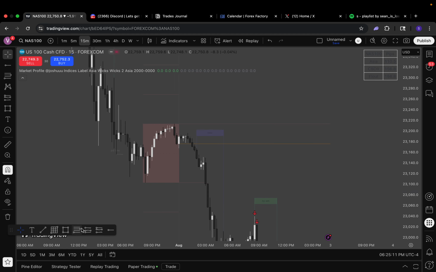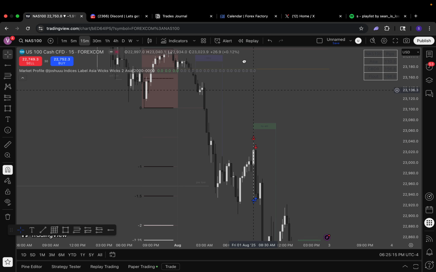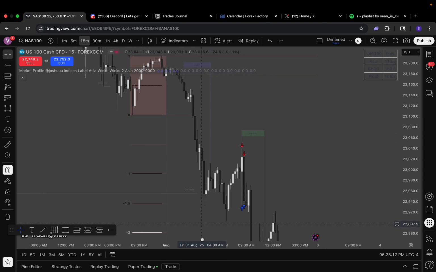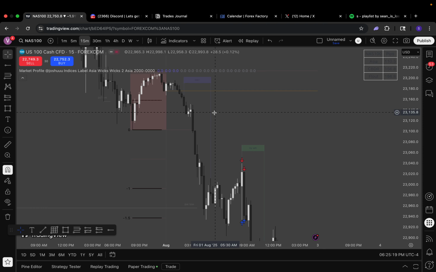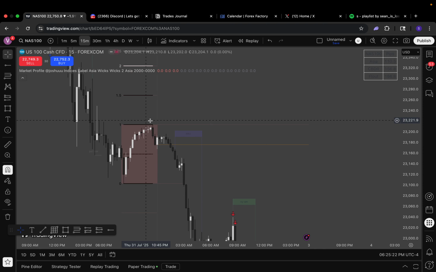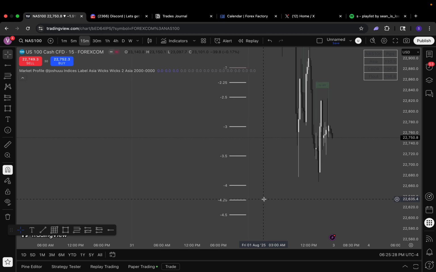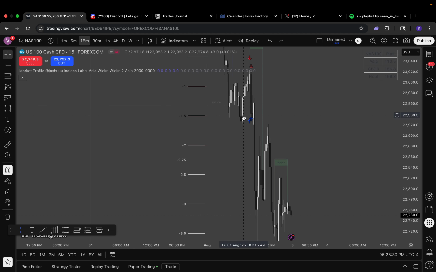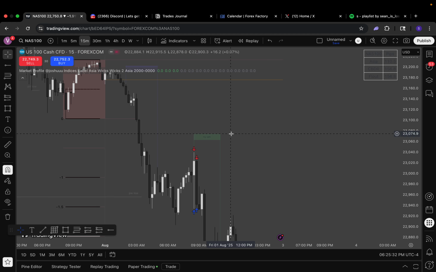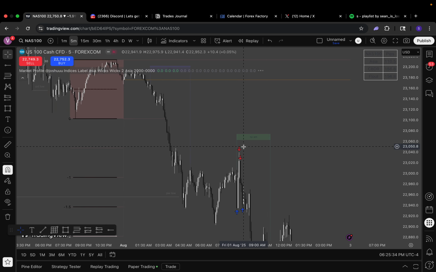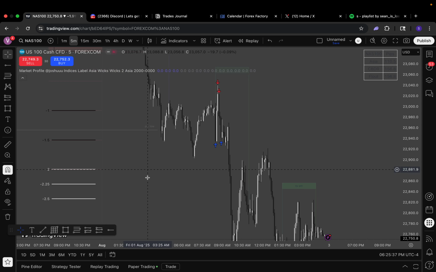So this is what I did. This is what I usually do. I draw a standard deviation from Asia high to Asia low. It's pretty easy. You can get easy projections here, and you can kind of predict where price is gonna go.